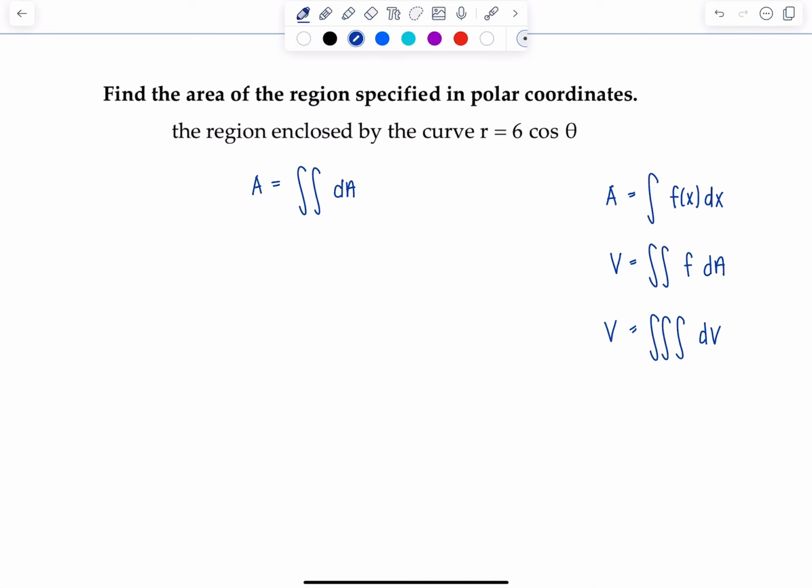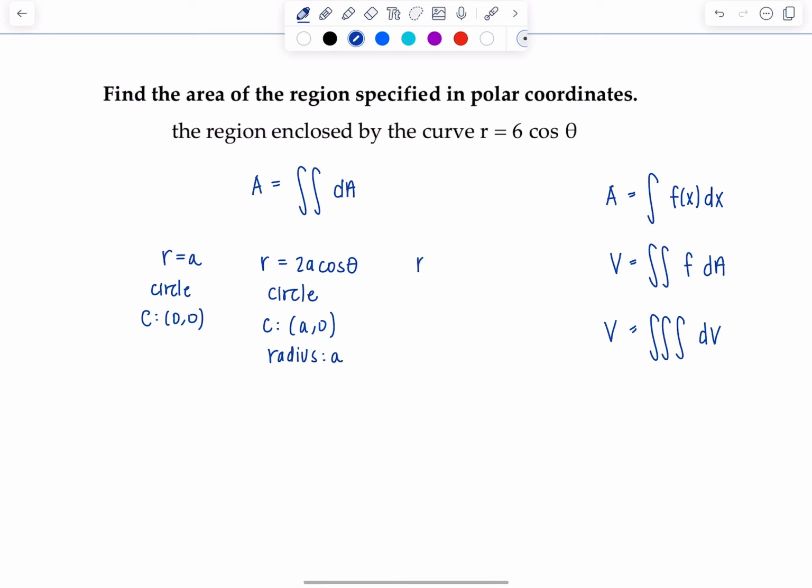If you need a little polar review, I got you. I have a whole video reviewing polar graphs. I'll put it in the description. But basically, r equals a, that's a circle centered at 0, 0, and the radius is a. If r equals 2a cosine theta, that's a circle centered on the x-axis. So the center would be at (a, 0) and the radius is a.